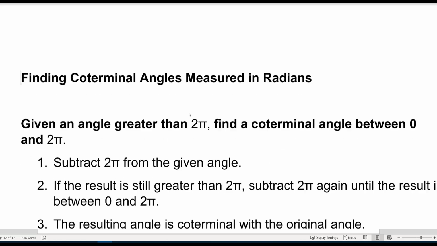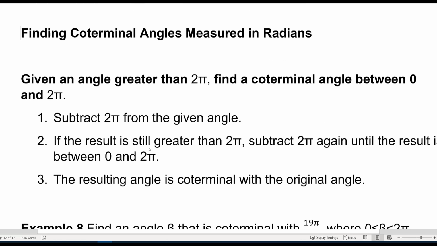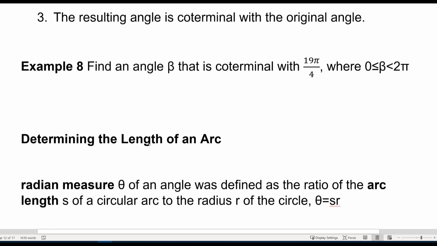Finding coterminal angles measured in radians. It's the same type of thing, but now we use 2 pi instead of 360. So subtract 2 pi from it until we have something between 0 and 2 pi.